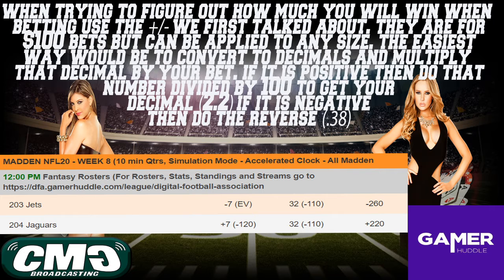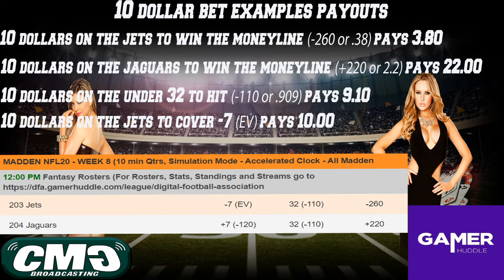Now, the examples that we're going to take a look at are a $10 bet with 4 different bets that we could make here. The process that I go through right here, you can do regardless of the amount of money you're betting. So if we bet $10 on the Jets to win the money line, and we see that negative 260 or the 0.38, it's going to pay us $3.80 on top of the $10 that we've bet. Because if we win, we're always going to get the money we've bet back plus some more. To find out what that plus more is in that example, we take 10 times the 0.38, and that tells us how much we're going to win.